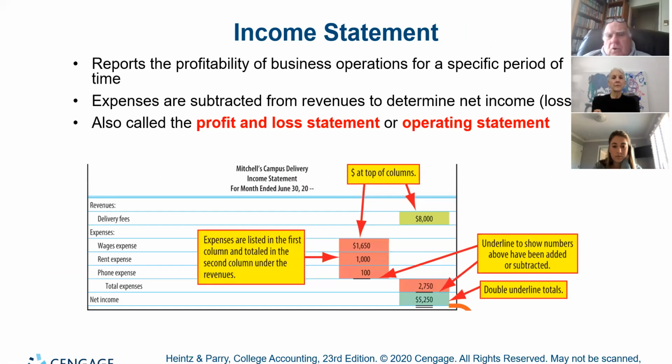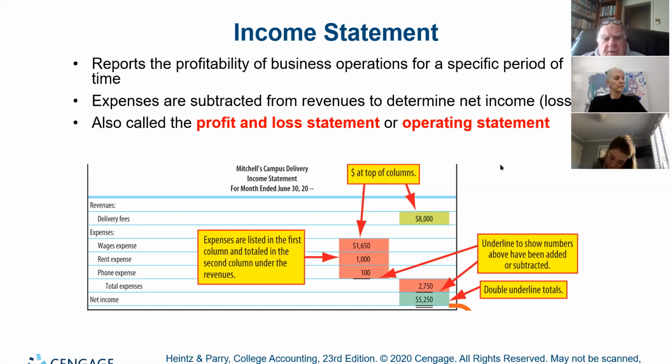Let's end up with a look at the relationship on the statements. When you're doing your homework tonight, there'll be a lot of these transactions like we just saw, okay? And then at the end of the month, you're going to run a trial balance and come up with your income statement. The income statement reports the profitability for a specific period of time, and it's simply revenues minus expenses. It could be called the profit and loss statement or the operating statement.